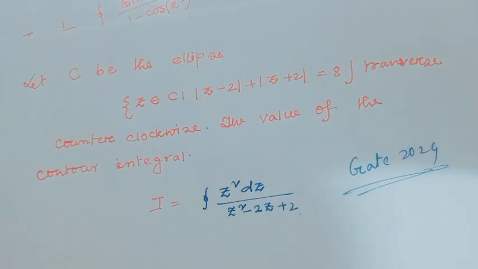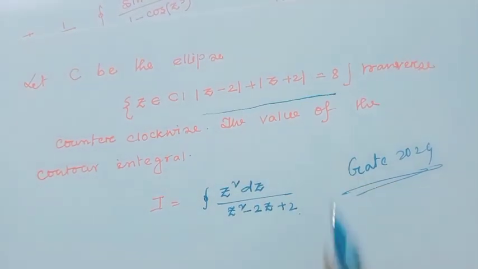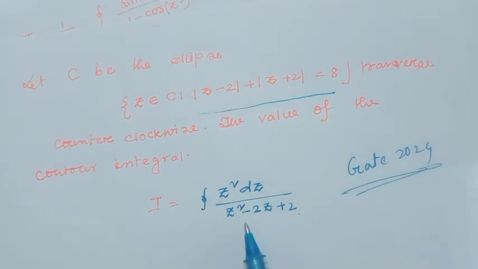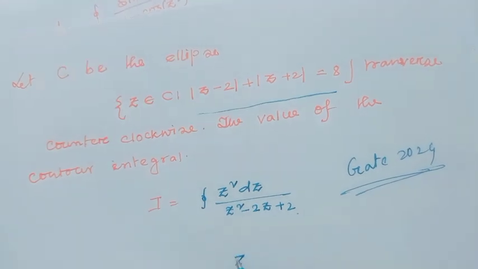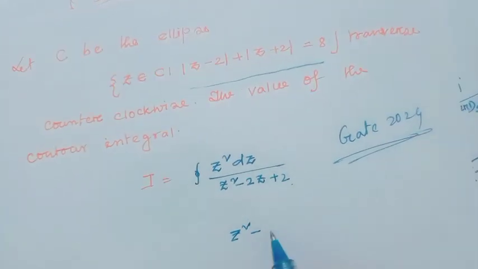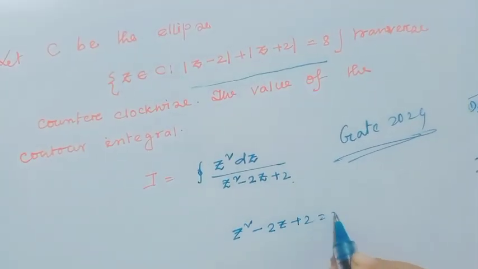Next question, which came in the GATE 2024 exam. Let C be the ellipse such that the set equals z belonging to C such that mod z minus 2 plus mod z plus 2 equals 8, traversed counterclockwise. This is the equation of an ellipse. Then the value of the integral of z squared dz over z squared minus 2z plus 2. Here the pole is where z squared minus 2z plus 2 equals 0.